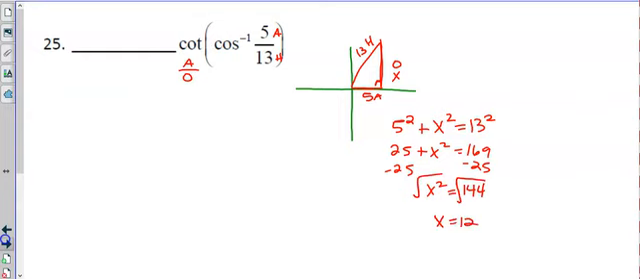No, it ends up being nice. Maybe that's one you already knew: 5, 12, 13, right triangle. Alright, so just A over O. A is 5. O is 12. You're done.